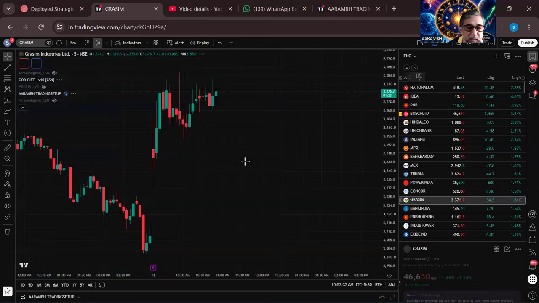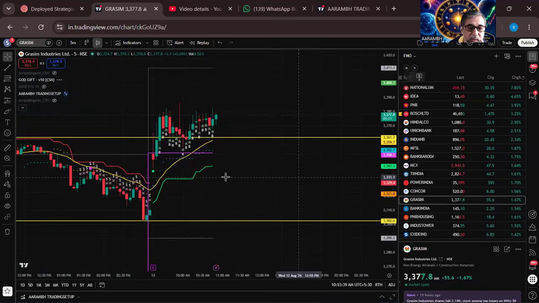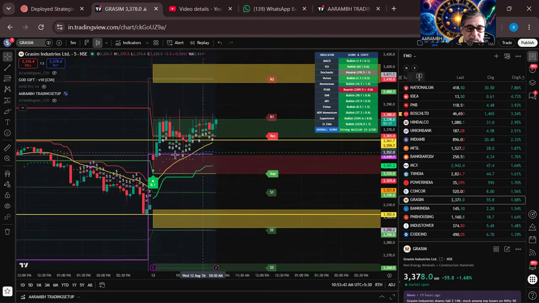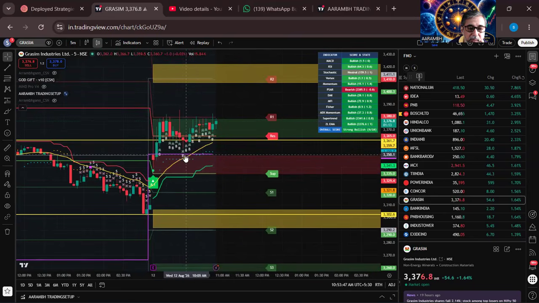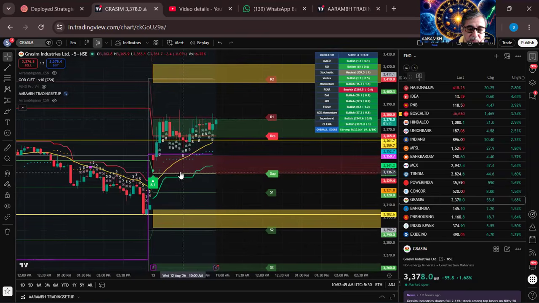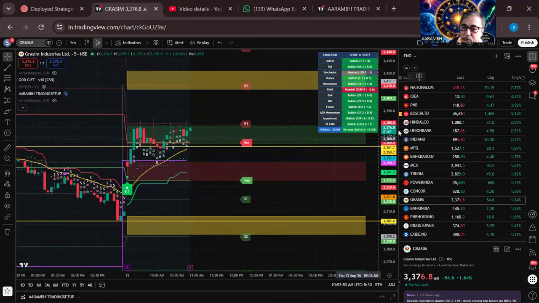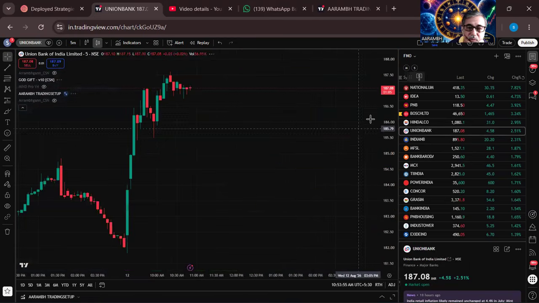And if you want to trade in Grasim, you see the Grasim today's setup, support, resistance, above pink line. You can buy nearer to pink line, keeping support as a stop loss. So this is also one best setup which you can follow.